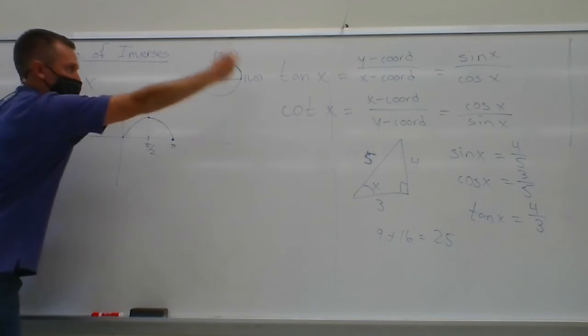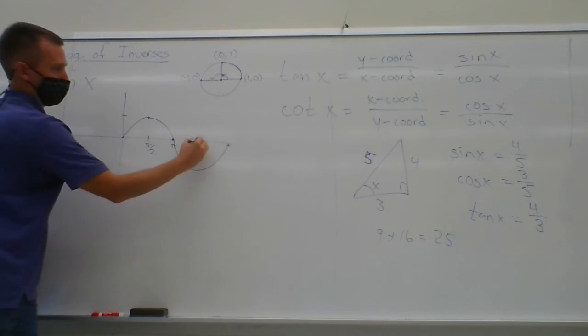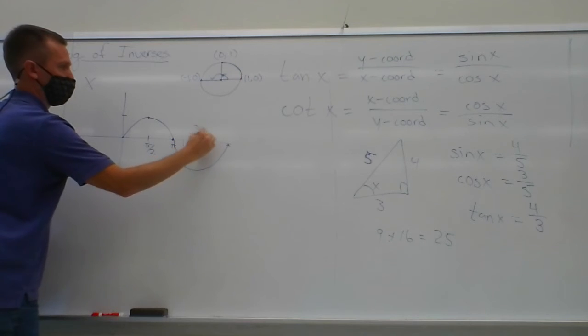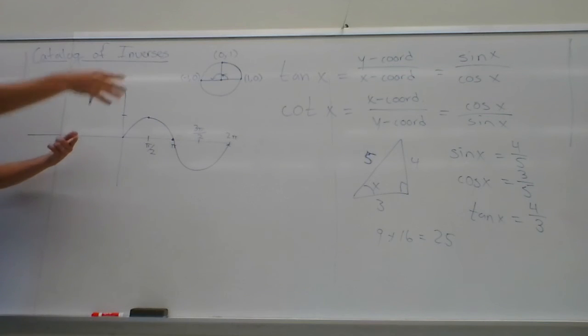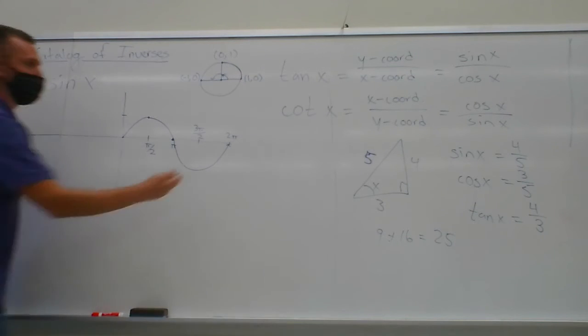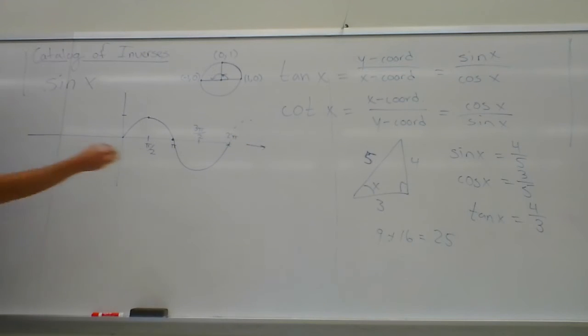And then it's just going to do the exact same thing, but underneath the axis here. This is 3 pi over 2. This is 2 pi. Once we've gone all the way around the circle, we repeat. We just keep going in this repetitive nature. Backwards, it keeps repeating over and over again. So we have this. This is negative pi over 2. This is negative pi. This is negative 3 pi over 2. This is negative 2 pi.